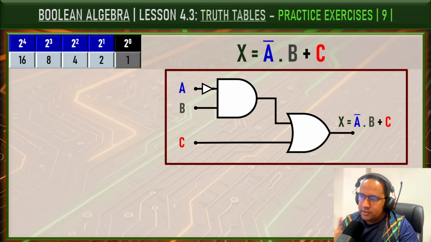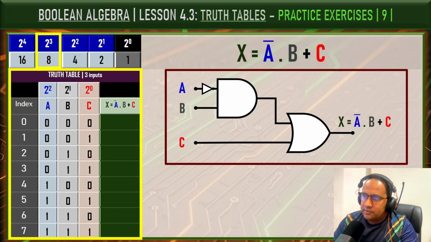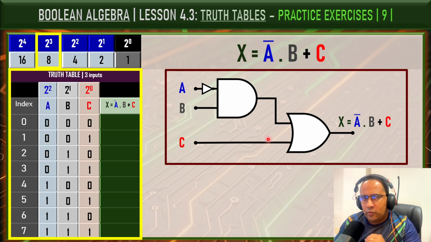Okay, at this point, let's just solve this exercise. Pause the video and try to solve it by yourself. At this point, the input columns have already been completed. Since we have worked through several truth tables, we'll focus our attention on the output column and analyze the behavior of the logical function. Rather than evaluating every row individually, let's look for patterns that can simplify the process.